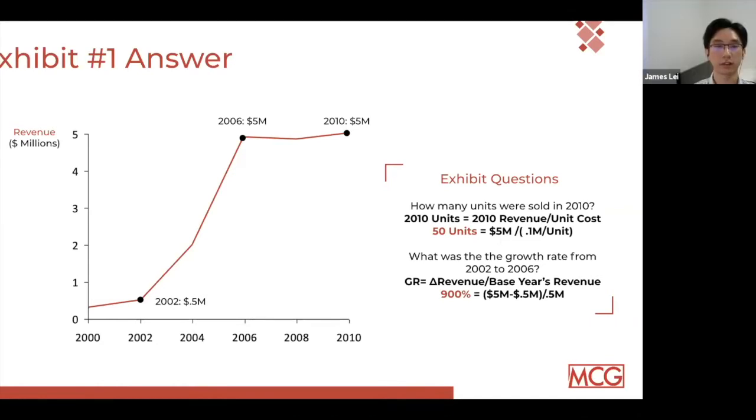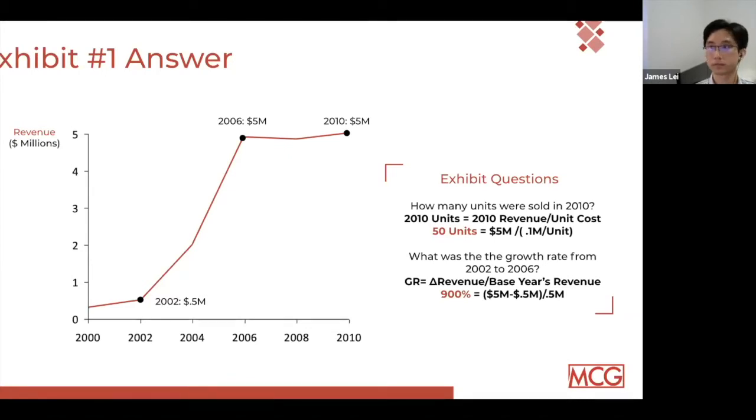Okay, so with 5 million in total sales in 2010, and knowing that the price of each unit is 100,000, we can quickly calculate that we sold 50 units in 2010 and likely approximately the same from 2006 onwards. In terms of the growth rate from 2002, I know that to calculate growth rate, you take the new value minus the old value over the old value. In 2006, we had 5 million in revenue. In 2002, we had 0.5 million in revenue, which means we're taking a division of 4.5 million over 0.5 million, giving us a 900% growth rate.